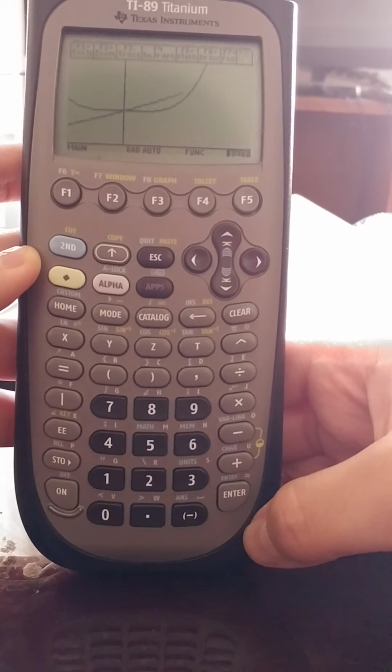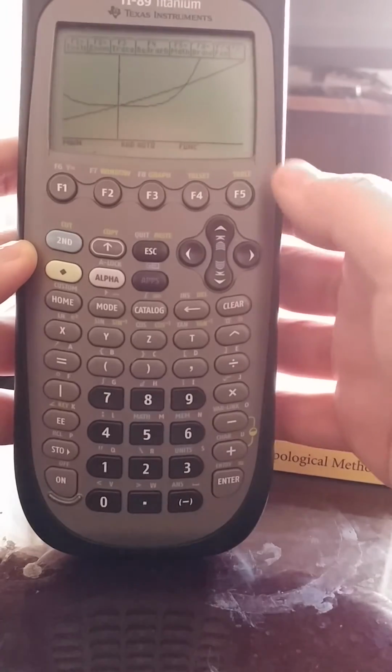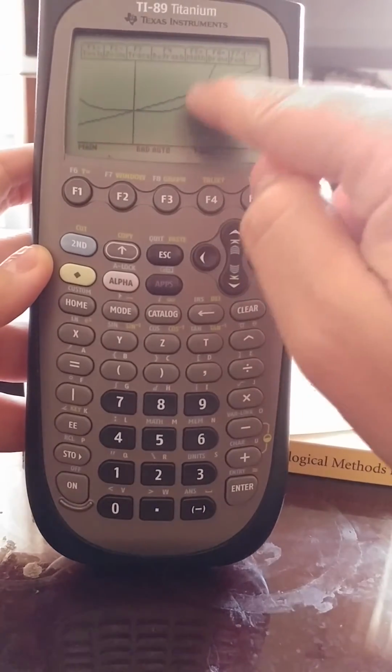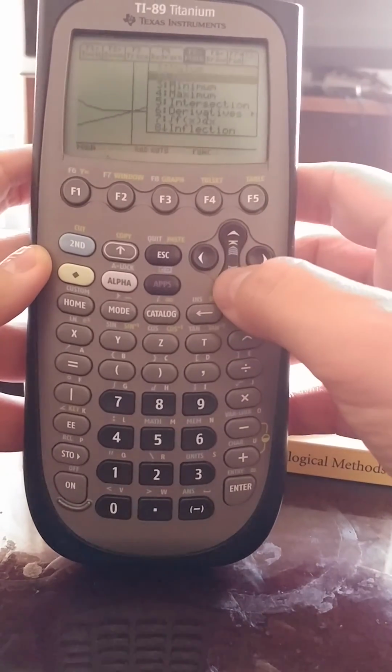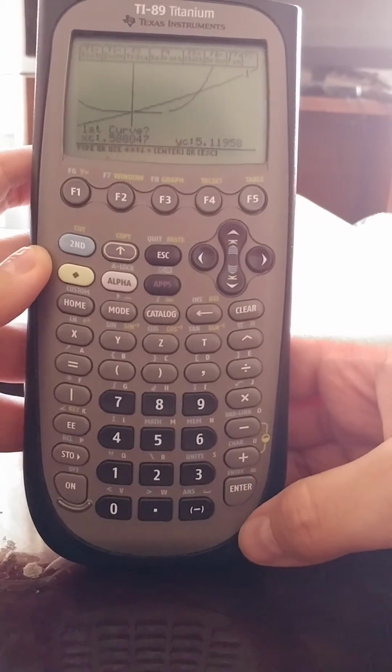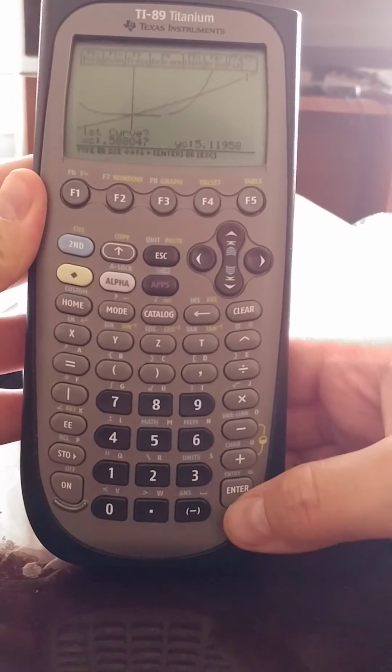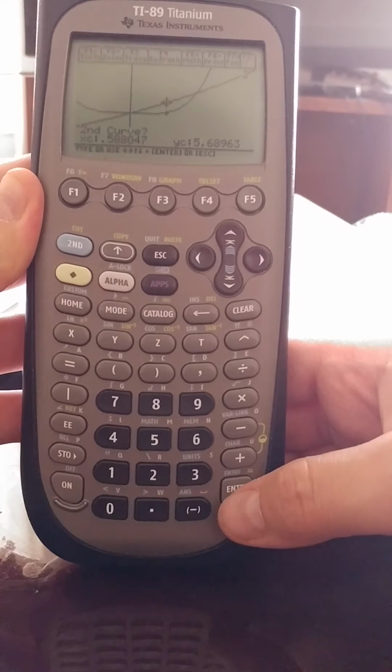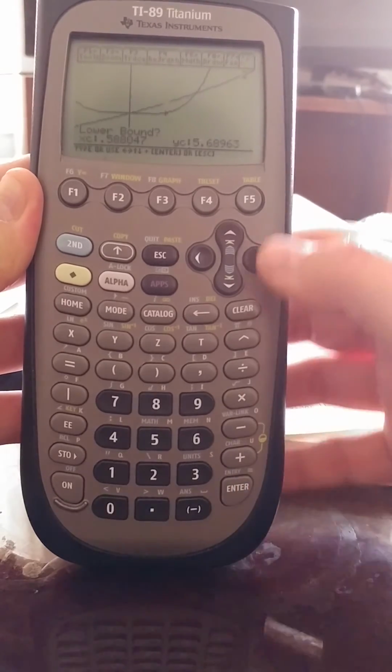Okay, so now I've got these two intersections. I want to figure out exactly where this one is. So I hit F5, intersection. First curve, it will pick the first function. Second curve, it will pick the second function. I just hit enter, enter.